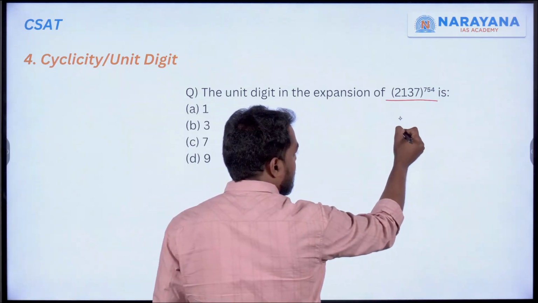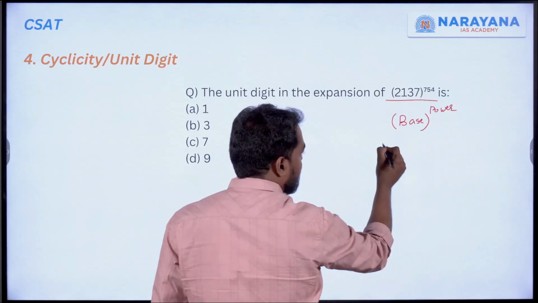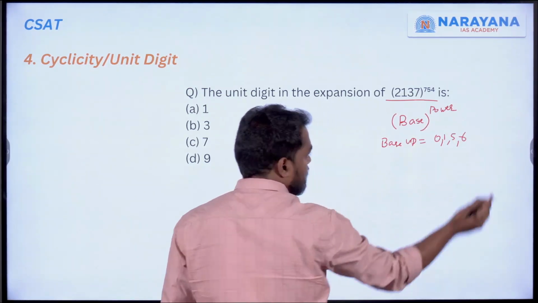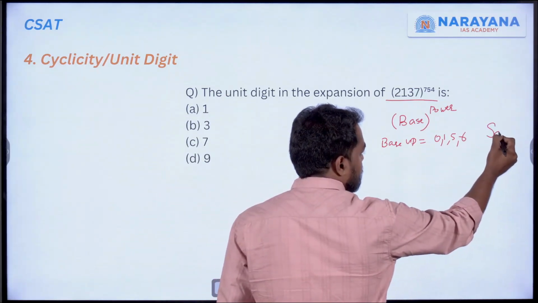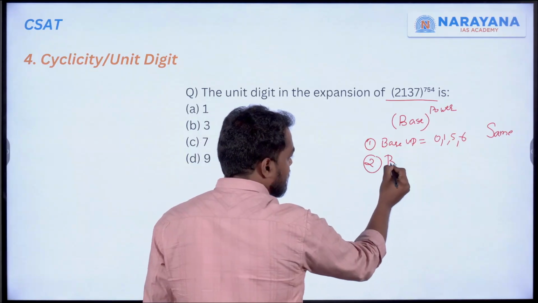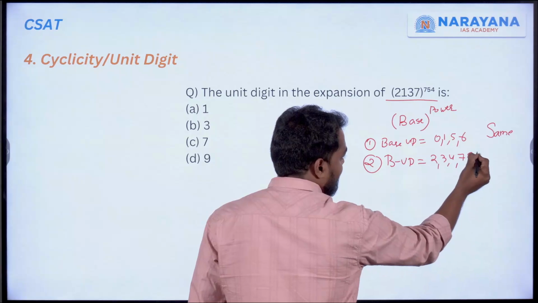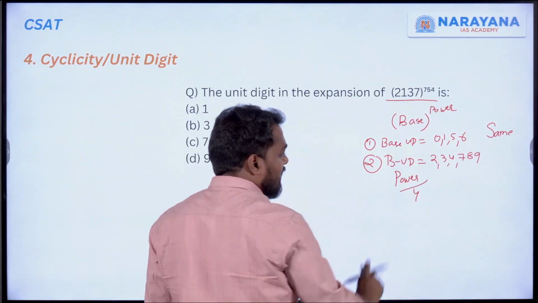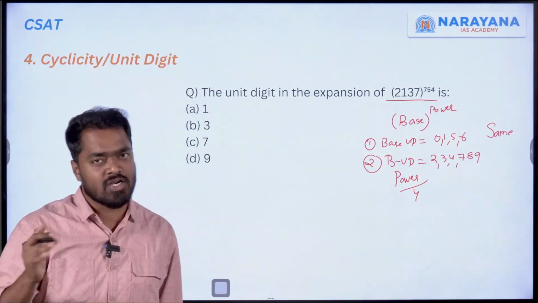We have discussed these kinds of questions, base to the power. If the base unit digit is 0, 1, 5, 6, let it contain any power, you will get the same unit digit. Now what is the second rule? If the base unit digit is 2, 3, 4, 7, 8, 9, then take the power divided by 4 and according to the remainder: for remainder 1, z to the power 1; 2, z square; 3, z cube; 0, z to the power 4.